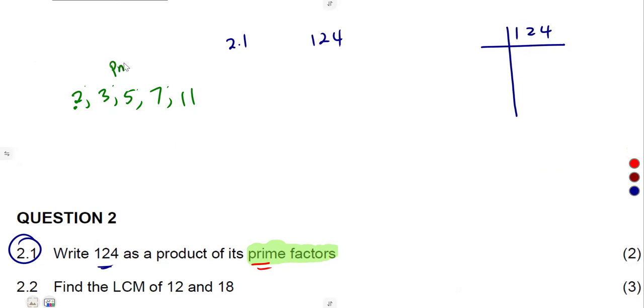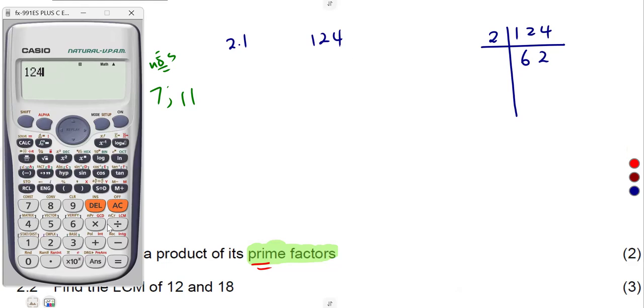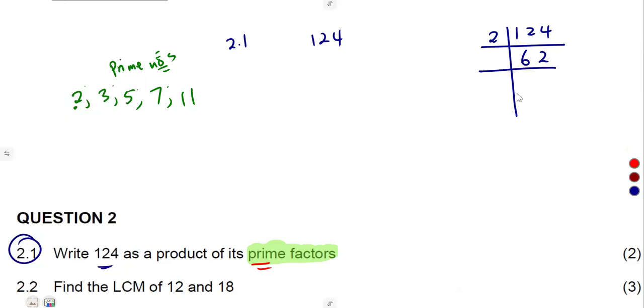So as a product of its prime factors, you start with the smaller one, you see, 2. Is it a factor of 124? From the prime numbers that you have, yes, 2 is a factor, so you can use that. 124 divided by 2 is going to give us 62. Or you can just use your calculator. 124 divided by 2 is 62. Then we do the same.